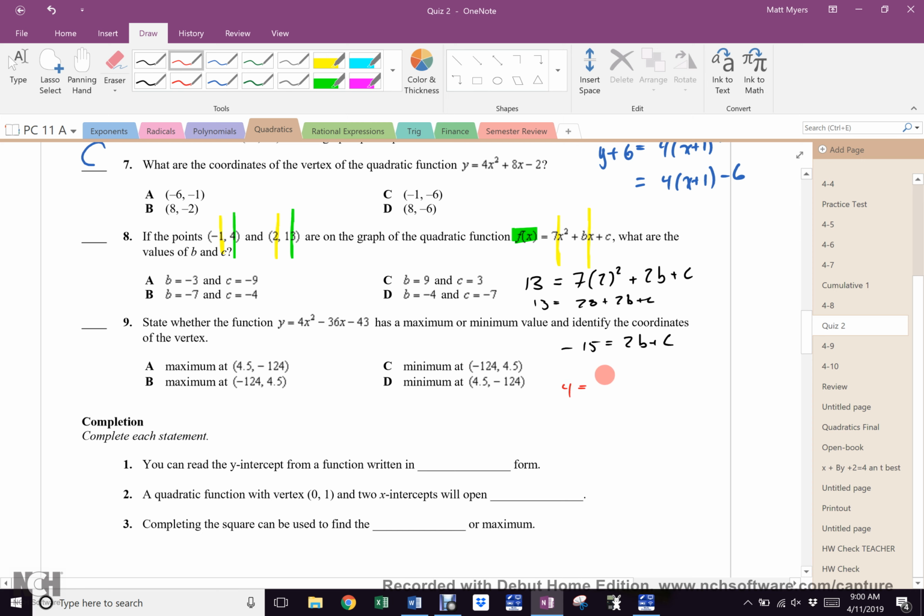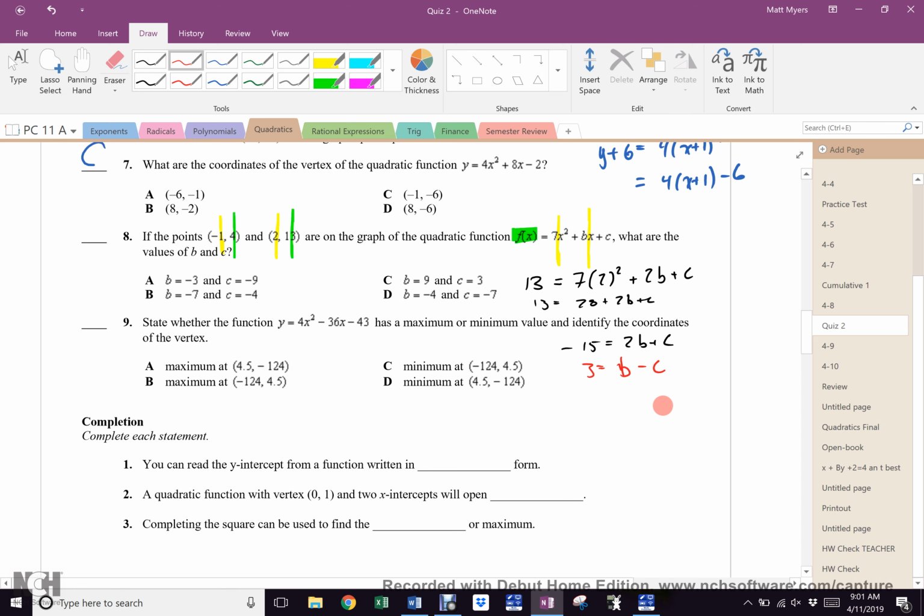Now I got to do this one. 4 equals negative 1 squared is 1 times 7 is 7 plus minus b plus c. Bring the 7 over. Negative 3 equals negative b plus c. Change it to 3 equals b minus c. Now, there's my system, yes?